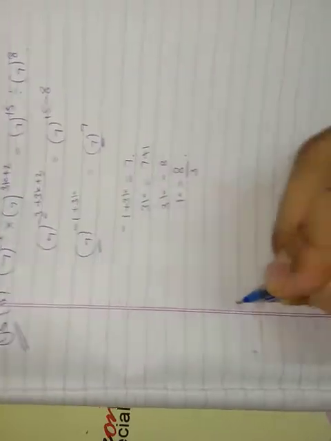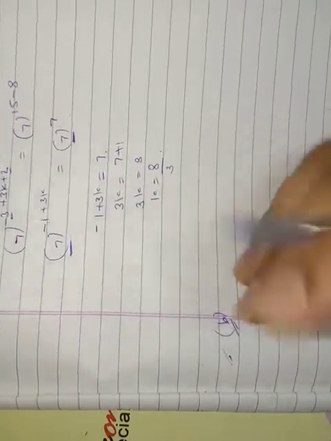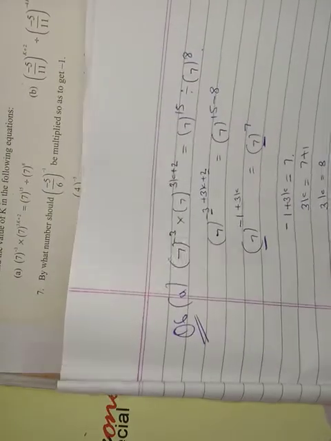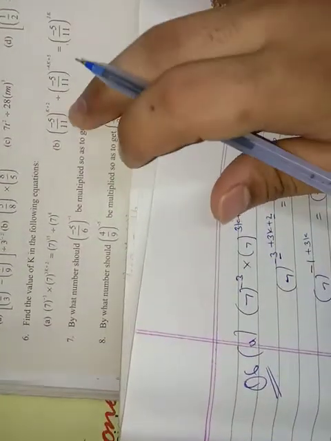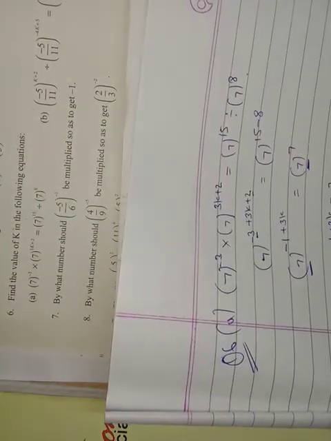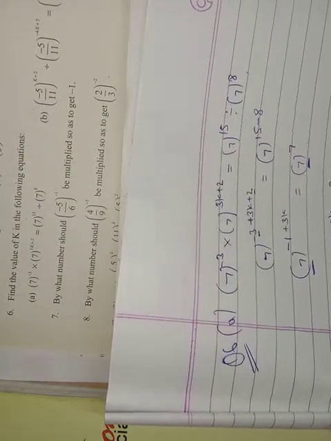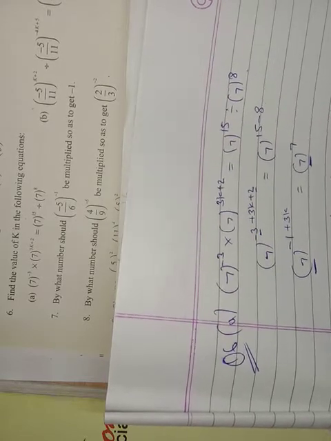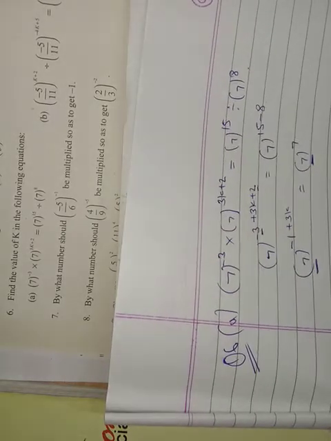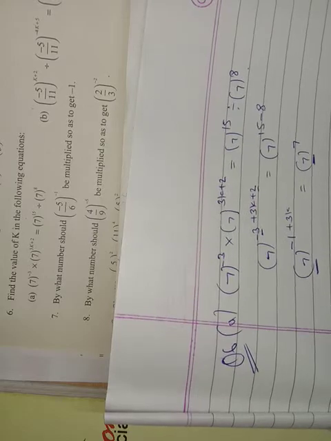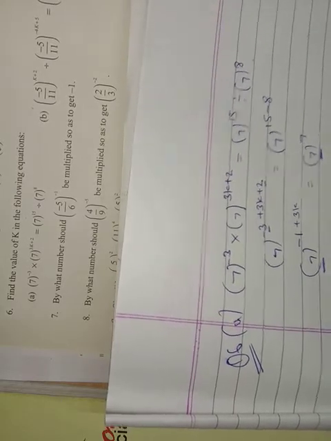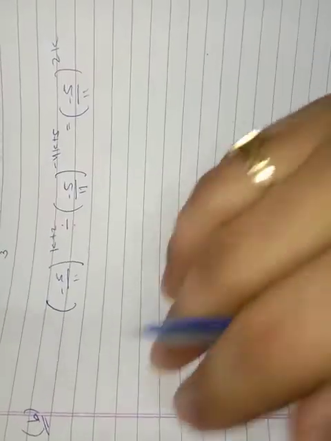And now the B part, the last part. This is the B part: minus 5 upon 11 power k plus 2, divided by minus 5 upon 11 power minus 4k plus 5, is equal to minus 5 upon 11 power 2k. This is the question.